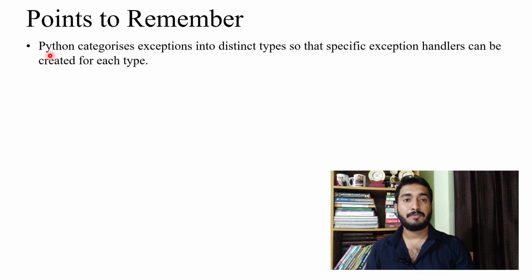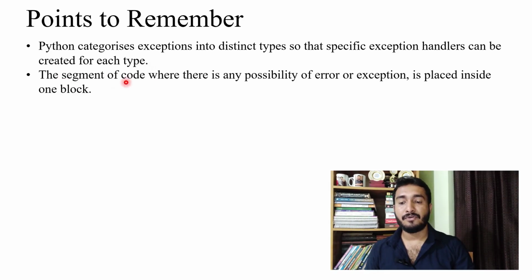We have covered almost all the topics of the chapter. I skipped a few points which are not very important for the exam. Now we will just recall the important points. The first point: Python categorizes exceptions into distinct types so that specific exception handlers can be created for each type. So mainly we have two types of exceptions, user defined exceptions and built-in exceptions. We learned different types of built-in exceptions: value error, index error, keyboard interrupt, assertion error, zero division error, etc.